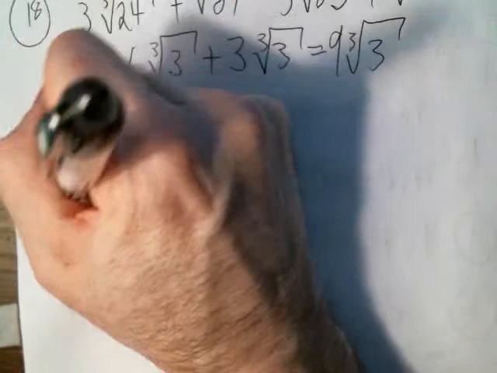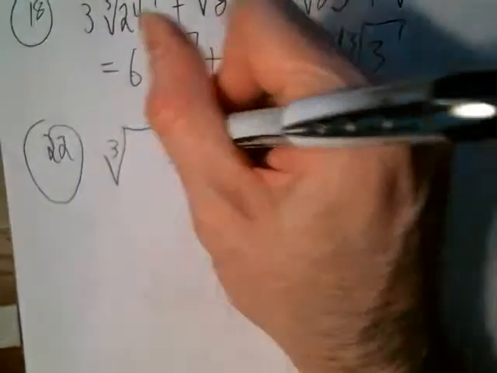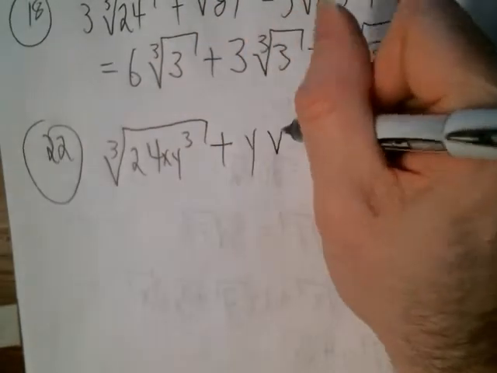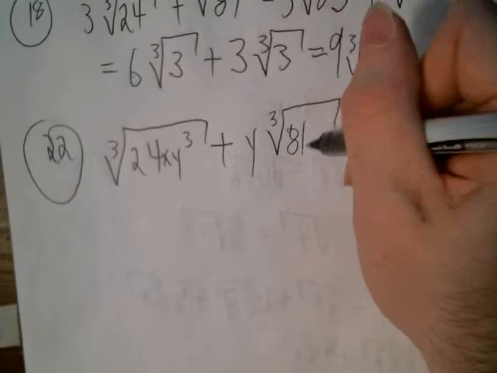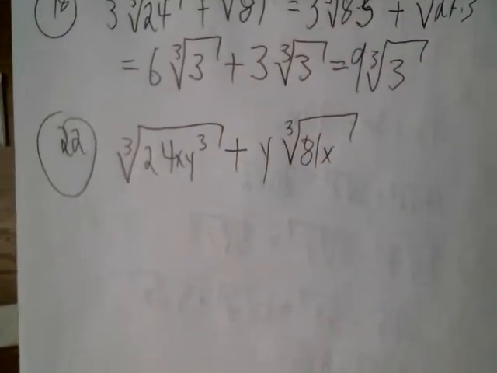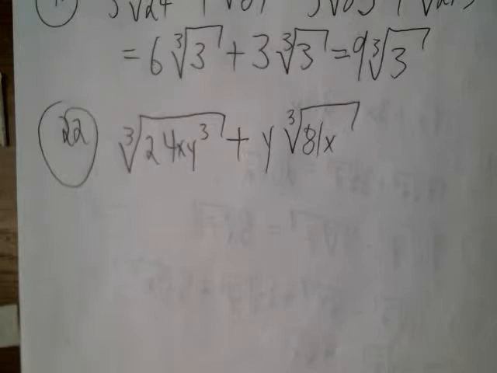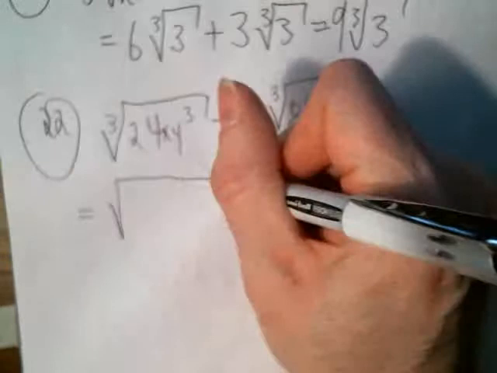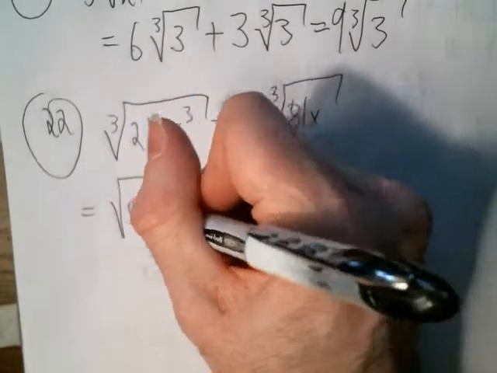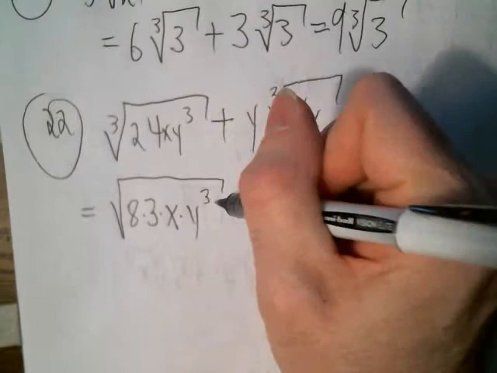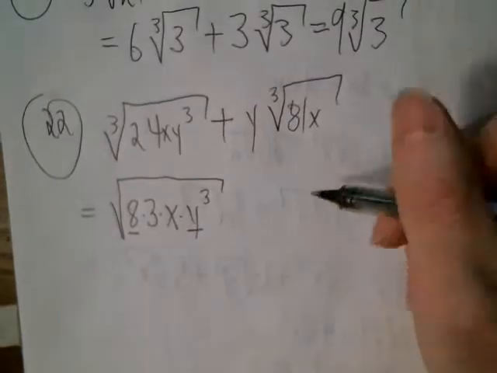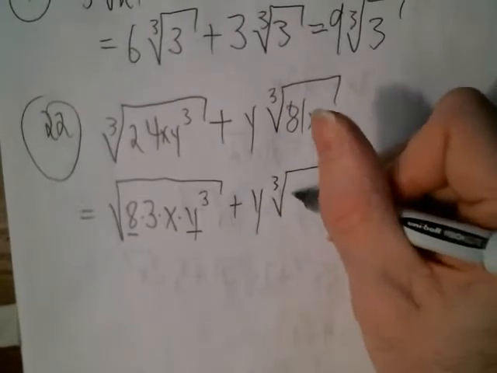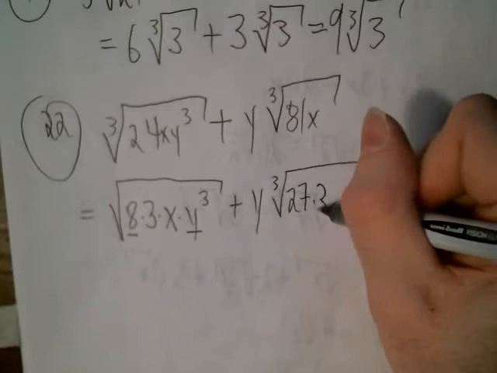So I get 22. I have the cube root of 24xy cubed plus y times the cube root of 81x. So very similar to the last one. I'm going to factor. So this will be 8 times 3 times x times y cubed. The perfect cubes are right here and right here. I can march them both out the front. Plus y times the cube root of 27 times 3 times x.